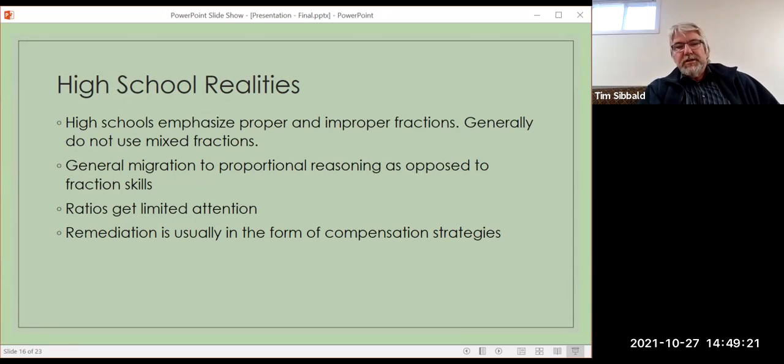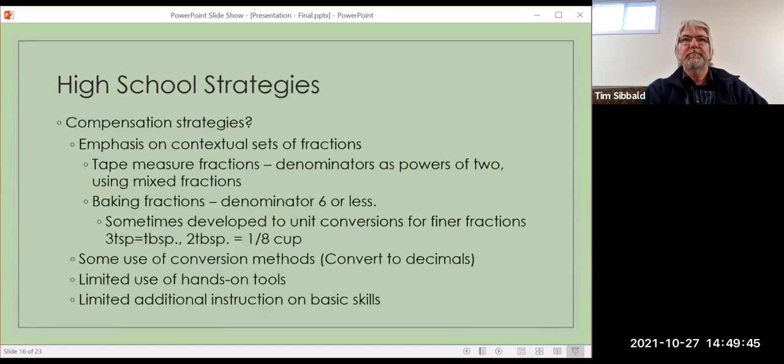And the remediation tends to be in terms of compensation. You don't like 3/5? Okay. Do 3 divided by 5 on a calculator. Convert it to a decimal. Now work with that. Not always, but as time permits, a teacher will gauge whether compensation strategies are better than trying to actually fix the problem.